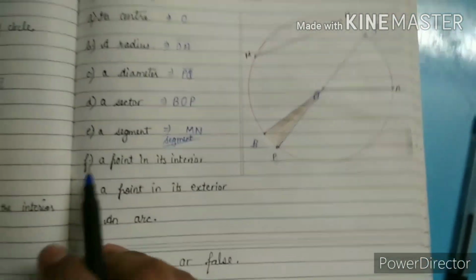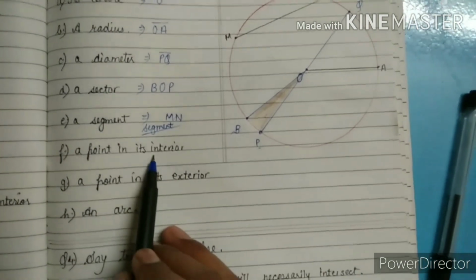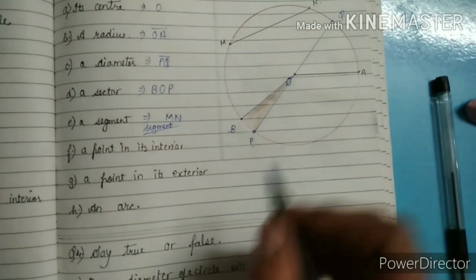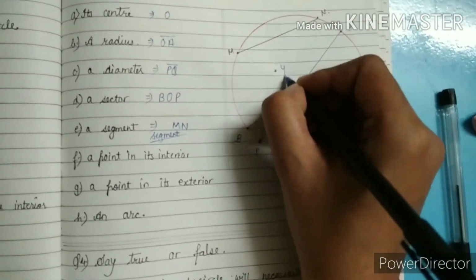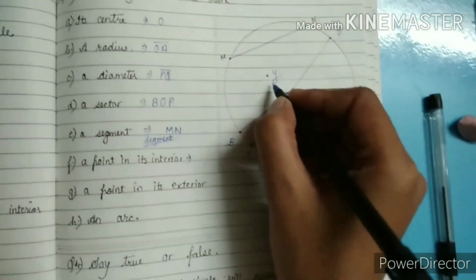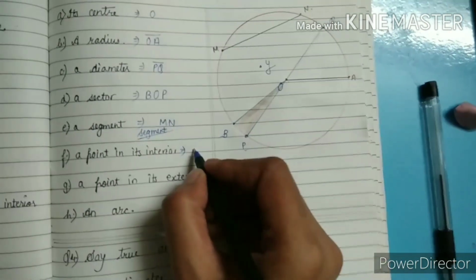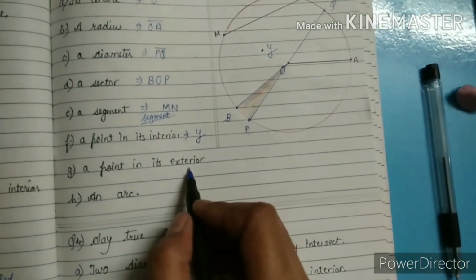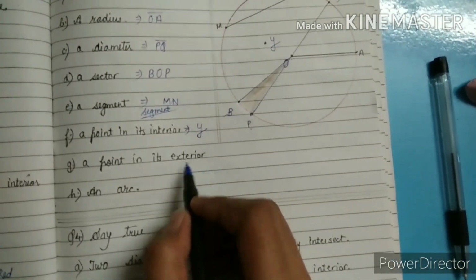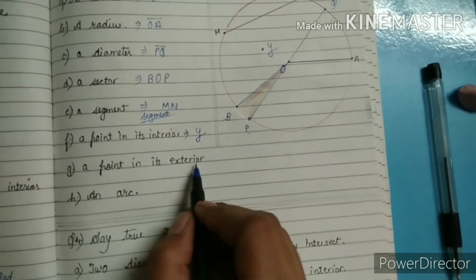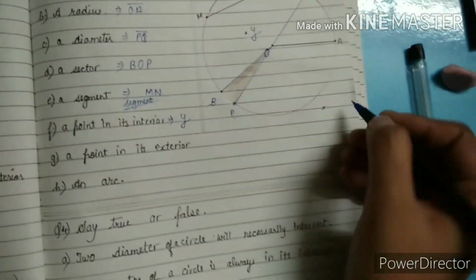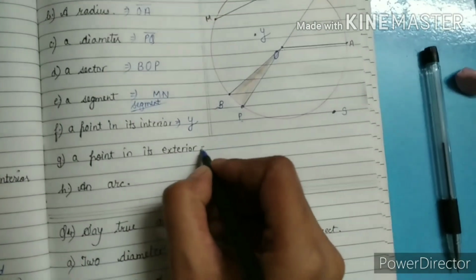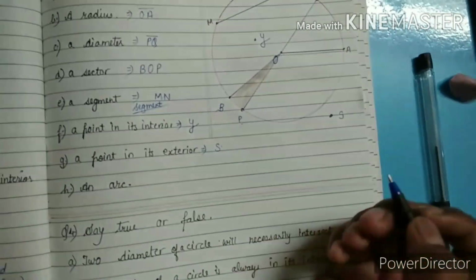Now a point in its interior. Any point we will put into the interior. So I am putting here point Y. Which point did we put inside the figure? Y. A point in its exterior. Outside, we can put it anywhere. Here I am putting point S. Which point did we put? S.